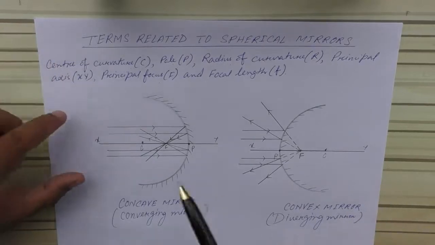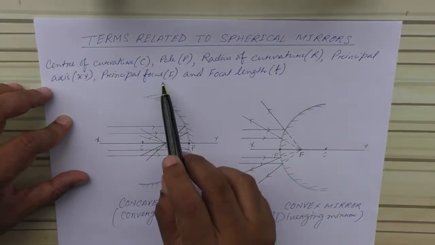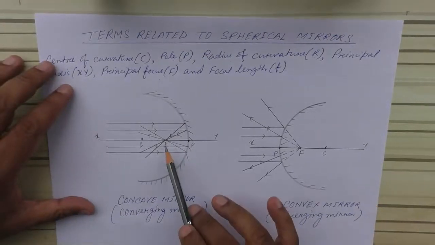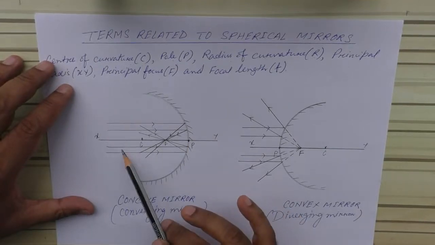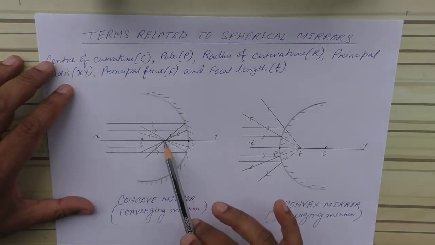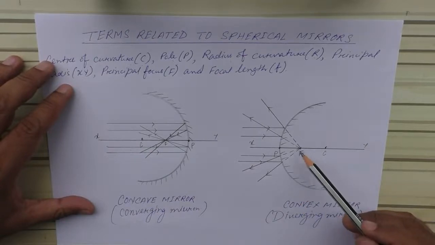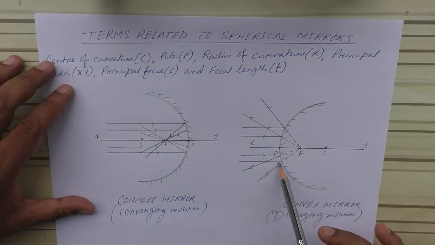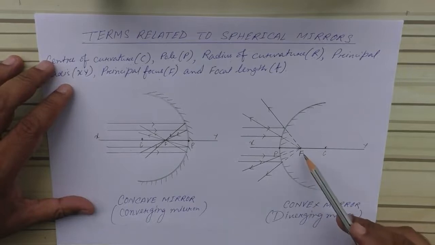So we discussed the terms like center of curvature, pole, radius of curvature, principal axis, principal focus. Now if I ask you what is the definition of principal focus? Principal focus is a point on the principal axis of a concave mirror at which the light rays incident parallel to the principal axis converge after reflection. And principal focus of a convex mirror is a point on the principal axis from which the light rays incident parallel to the principal axis appear to diverge. And principal focus of concave mirror is real, principal focus of convex mirror is virtual.